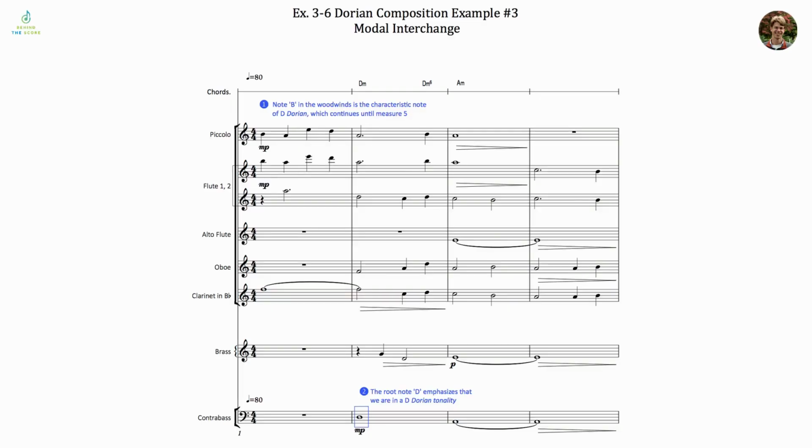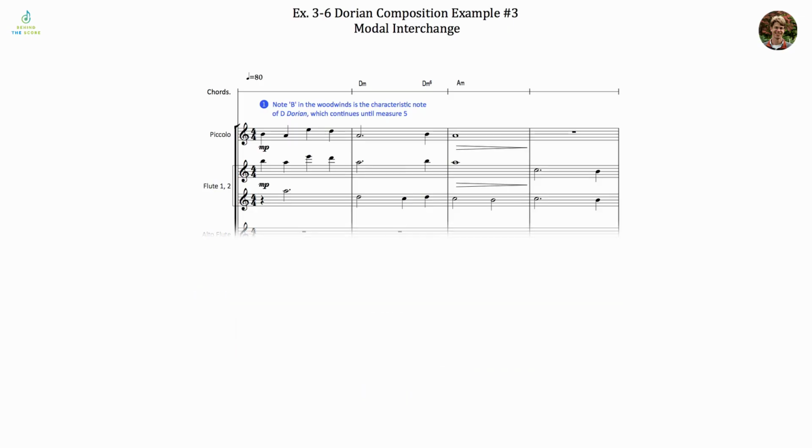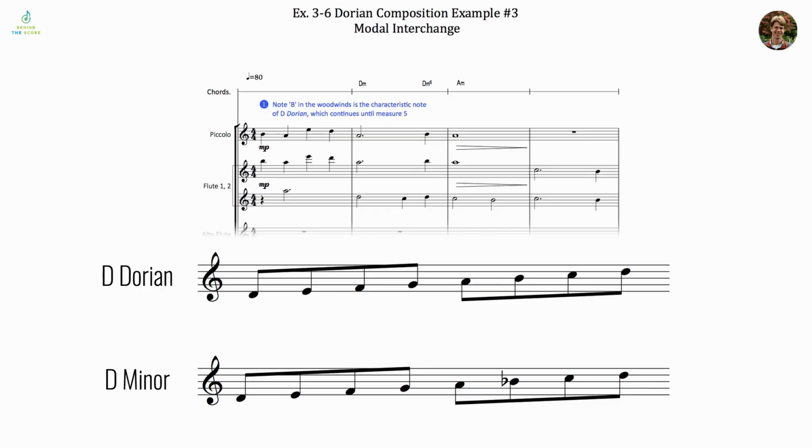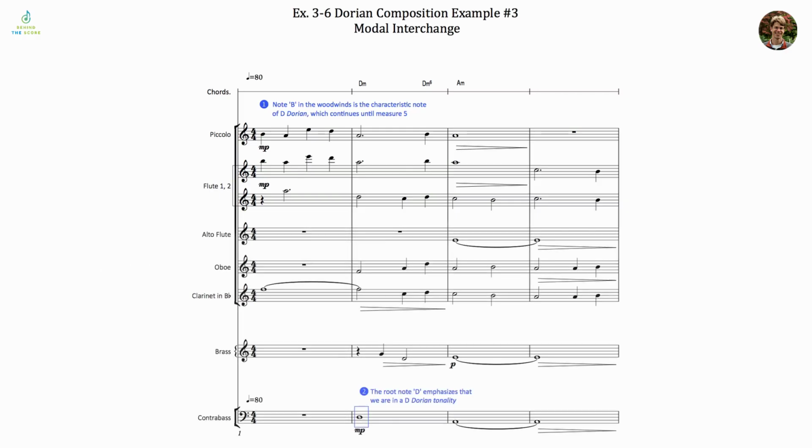Next up, we have example 3-6. I'm going to divide this into two videos. The composer wrote this by drawing from both D Dorian and D natural minor. Throughout the piece, we move back and forth between them. Let's take a listen first, then we'll dive in.